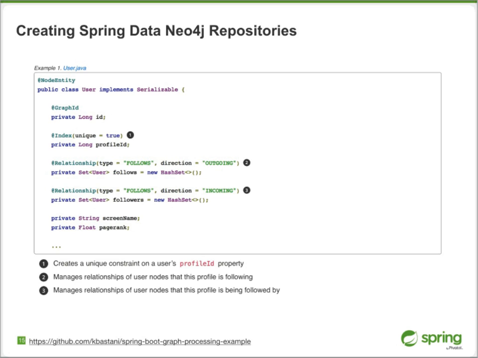The next annotation we'll use is the index annotation. We'll use this annotation on the profile's ID field to indicate that it's a unique ID that we'll be using to make sure that duplicate user nodes are not imported from the Twitter API. The next annotation we will use is the relationship annotation. This annotation is used to indicate that a field references a set of nodes that are connected via relationship type and direction. So in this case, we can load a user's incoming and outgoing relationships to other users in the graph. And finally, we'll add in other fields that we will import from the Twitter API, as well as a PageRank field that will be added as a result of our Apache Spark jobs that are calculating a user's PageRank.